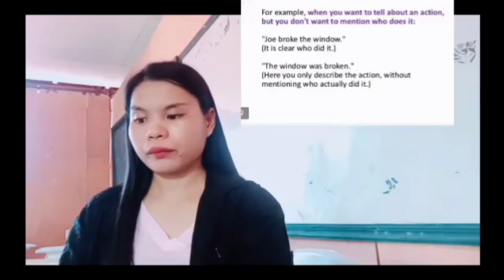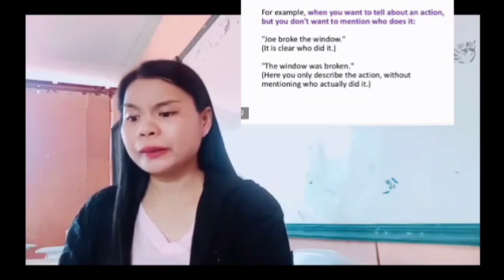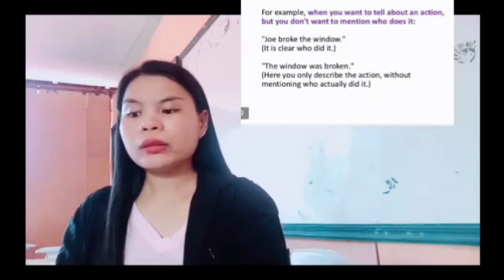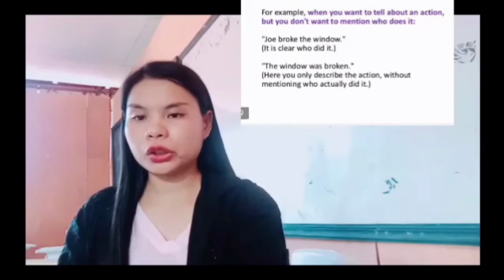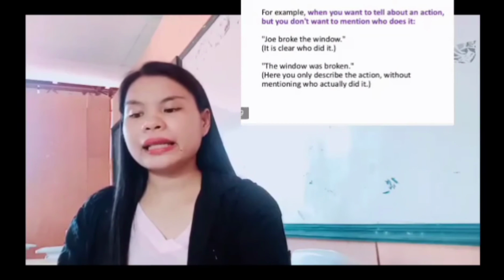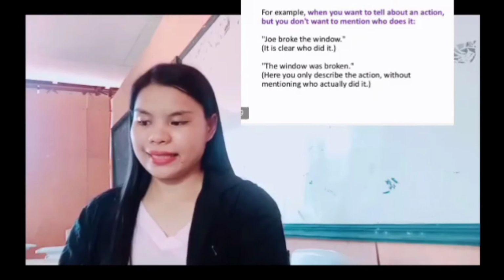We use the passive, for example, when you want to tell about an action but you don't want to mention who did it. Joe broke the window. It's clear who did it. The window was broken. Here, you only describe the action without mentioning who actually did it.